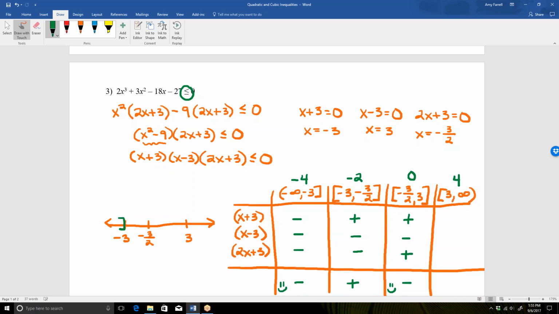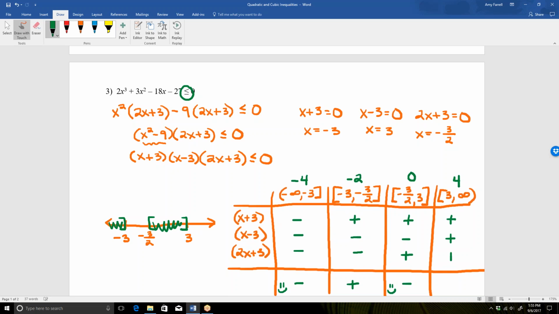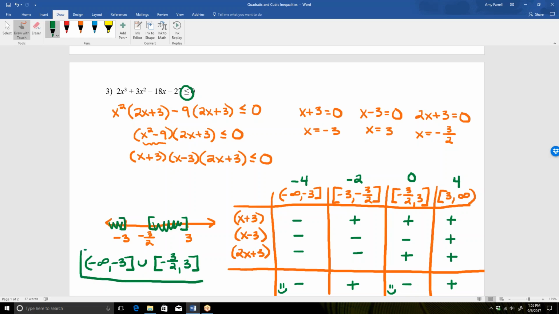In fact, I can start graphing over here if I want. You don't have to make the graph, but I feel like it's helpful. And then finally, when you plug in 4, you get positive, positive, positive. 3 positive numbers multiplied together gives you a positive result. Our final answer here will be -infinity to -3, along with the interval -3/2 to 3. So this is our solution set.